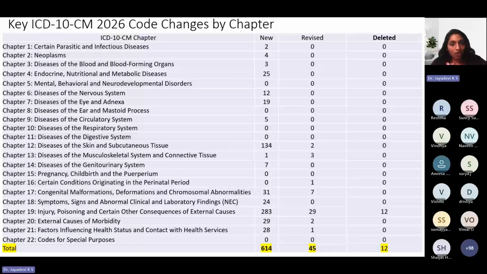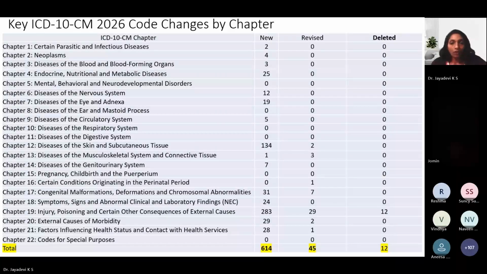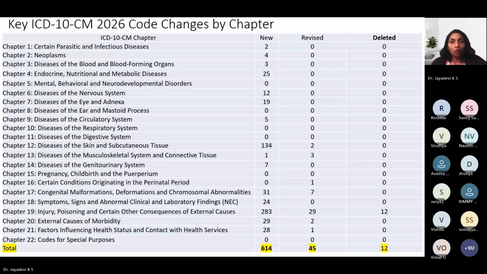This shows the chapter-wise changes in the codes. You can see the chapters as well as the new, revised, and deleted codes. You can see here clearly the total of 614 new codes.